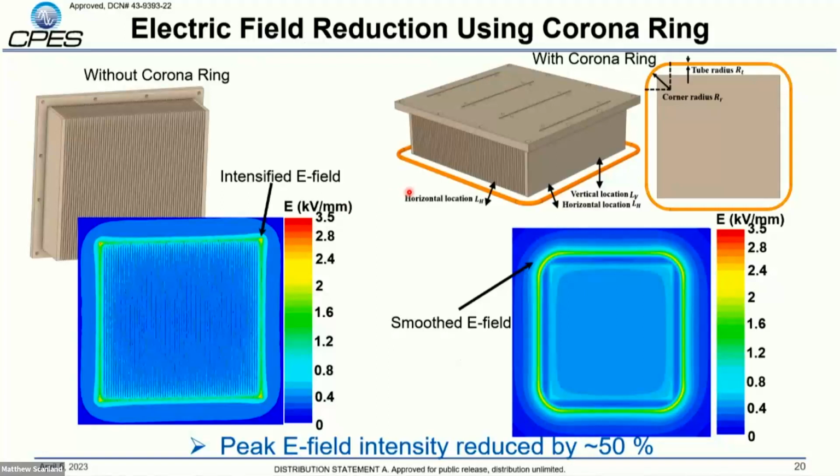So what we did is took a page out of the medium voltage playbook and we implemented a corona ring. We can see that by using a ring around this heat sink and fixing it to the same potential as the heat sink, we can shield these corners and smooth the E-field around it. And by doing this, we're able to reduce the peak field intensity by about 50%.